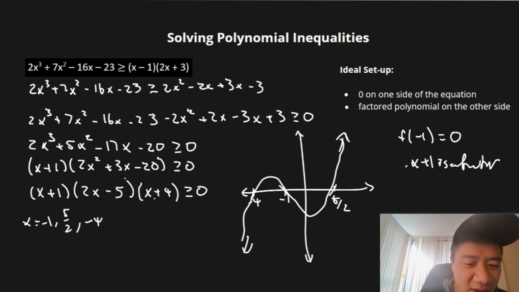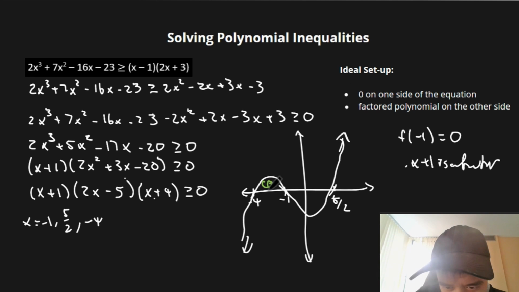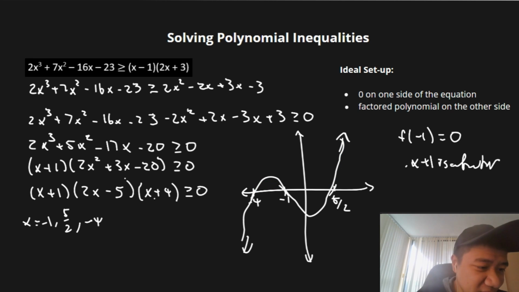Alright. So in this case, we're looking for values that make our polynomial, x plus 1 bracket 2x minus 5 bracket x plus 4, greater than 0. So how this translates to our graph is we're looking for the parts of our function where it's above the x-axis, so above this line over here. You can see the parts that are true are this part of our graph, and this part of our graph. So that is in between negative 4 and negative 1.